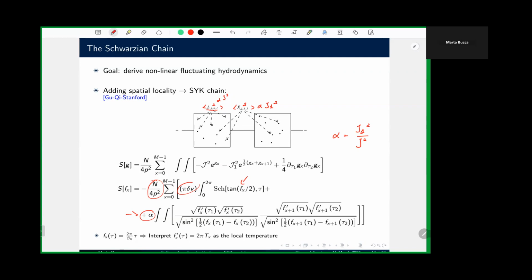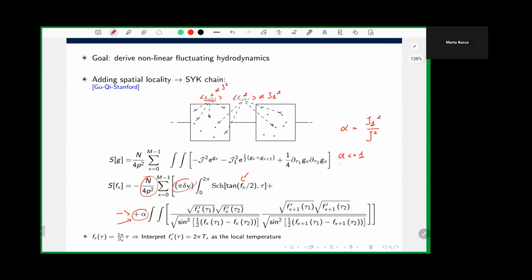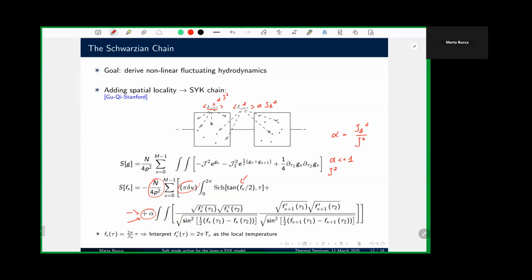So now, if we want to be justified in considering this second line for our action and taking this coupling into account, we need this second line to be soft as well. And this means asking alpha to be infinitesimal. So the kind of chain that we're studying has J1 squared much smaller than J squared. And these are, again, the variances for J1, the coupling constant for the nearest site interactions, and J, which was the coupling constant for one single copy of your SYK.